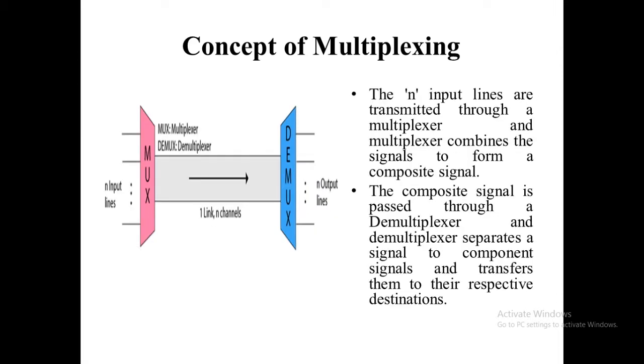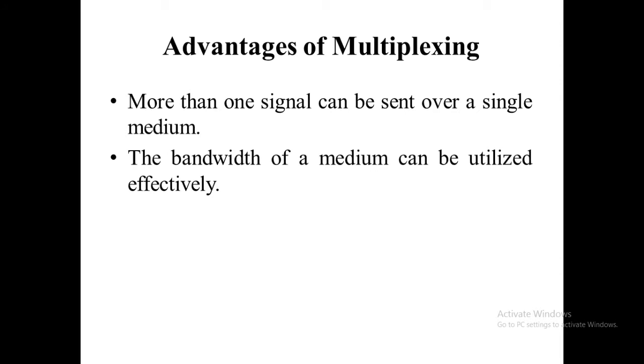Concept of multiplexing: the n input lines are transmitted through the multiplexer, and the multiplexer combines the signals to form a composite signal. The composite signal is passed through the demultiplexer, and this demultiplexer separates the signal into the component signals and transfers them to their respective destinations. Advantage: more than one signal can be sent over a single medium and the bandwidth can be fully utilized.